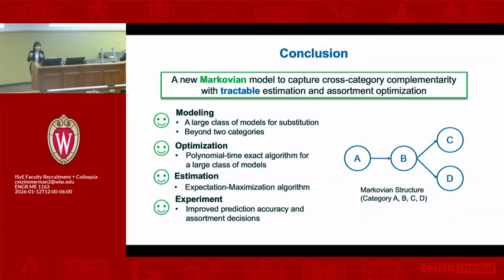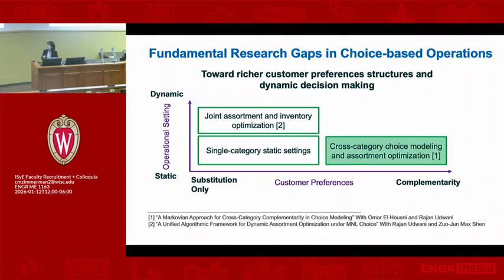I want to conclude by saying we propose a new Markovian model to address the problem of cross-category modeling and assortment optimization, and it is tractable for both estimation and optimization. We also did experiments on both synthetic data and real data. And this is the first project.